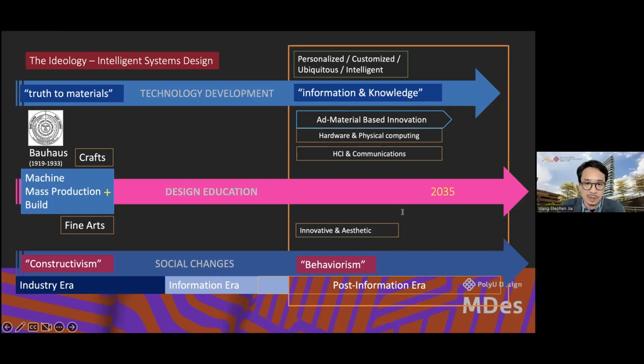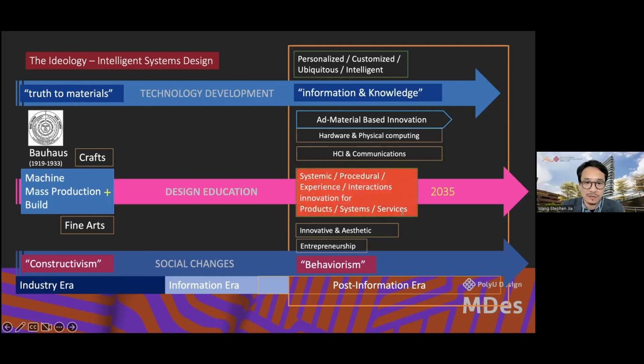So because of this, we identified the gap here. It's more a systemic procedural approach, focusing on experience and interactions of the innovation. To do that, we can develop new types of products, systems, or services. So this is our vision, and we believe that at least to 2035, in the next 10 years, it will be valid, and will be the mainstream theory.